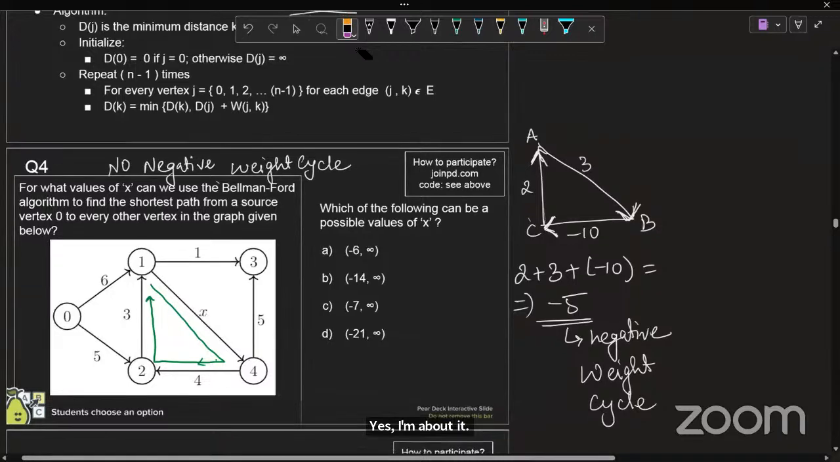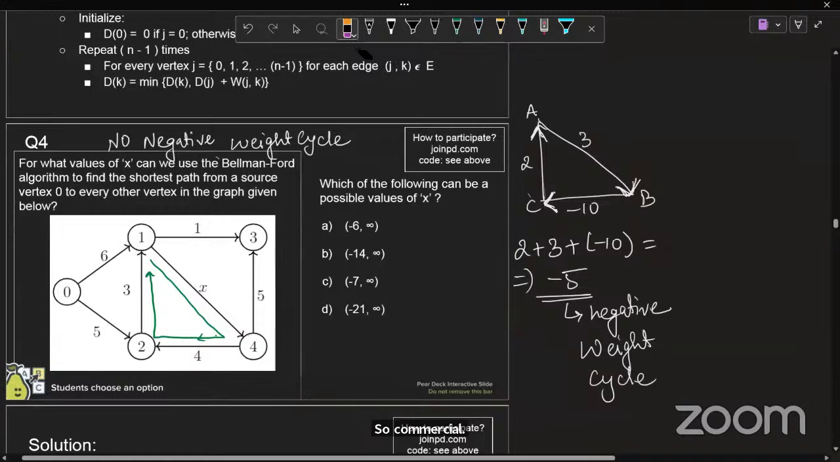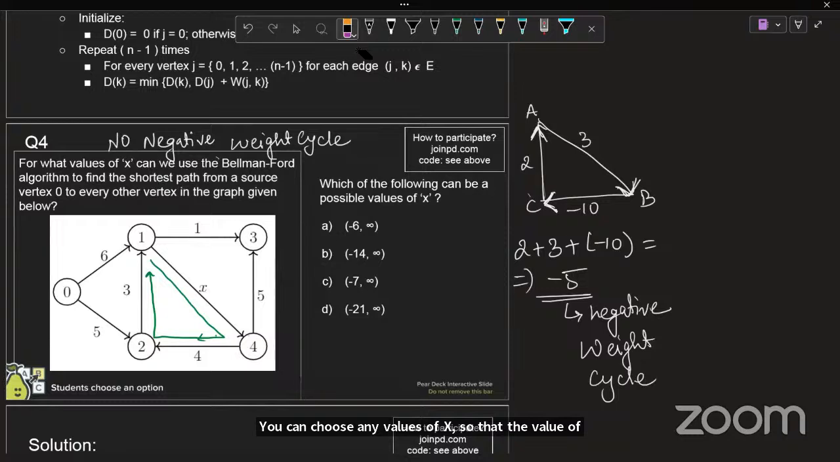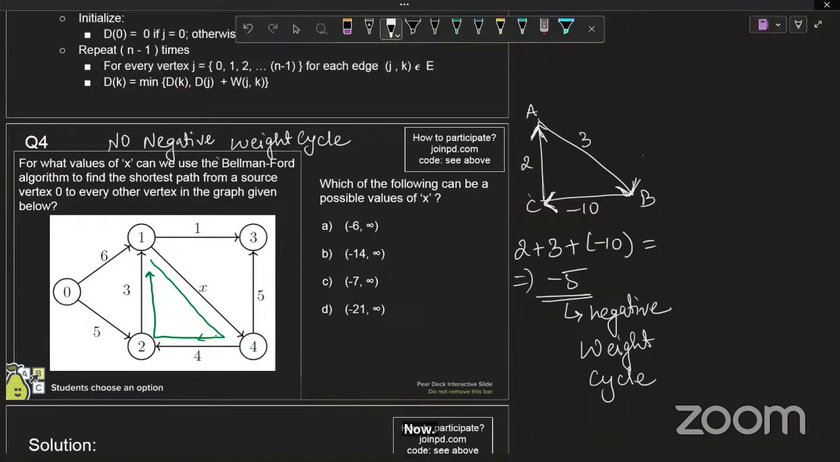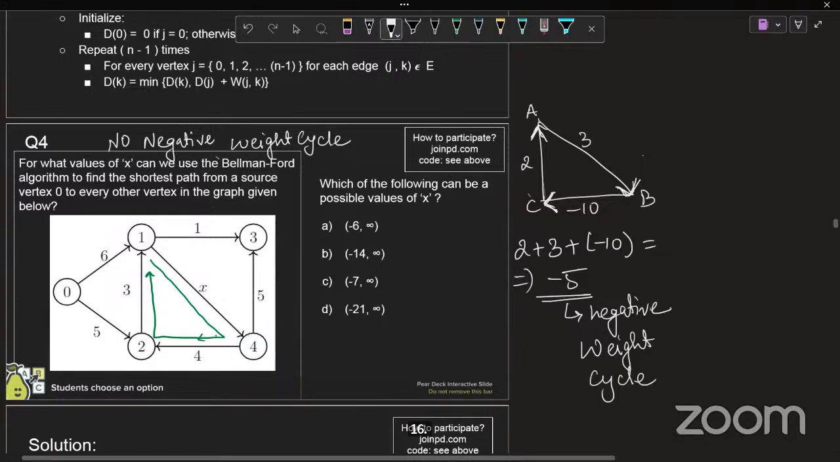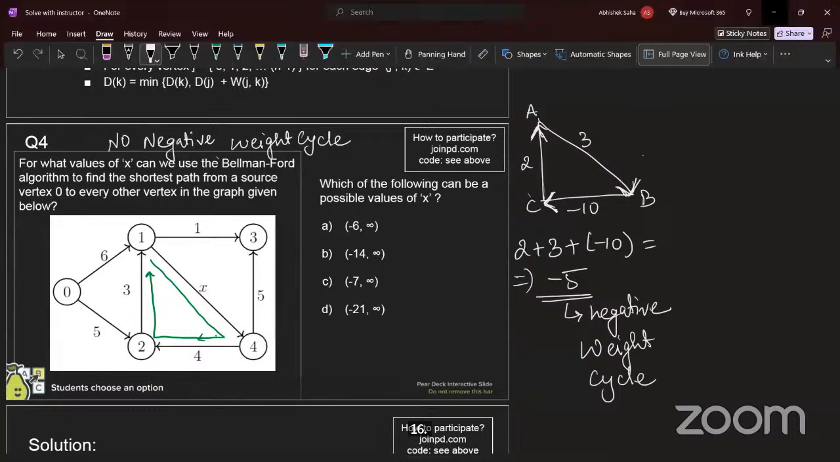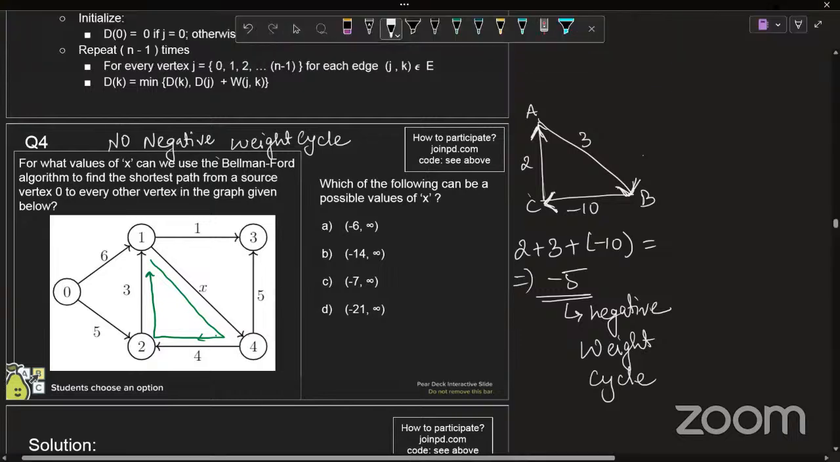So which of the following? You can choose any values of x so that the value of this cycle shouldn't be negative. Okay, let me solve this problem.